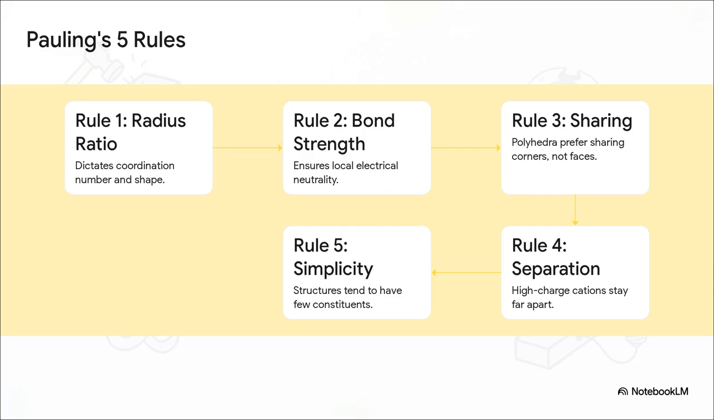And then you have rule 3, which says it's way more stable for these atomic shapes to just share corners instead of whole faces. Why? Well, it keeps the positively charged centers as far apart as possible. The whole thing is like a self-assembling puzzle, all guided by these really elegant rules.